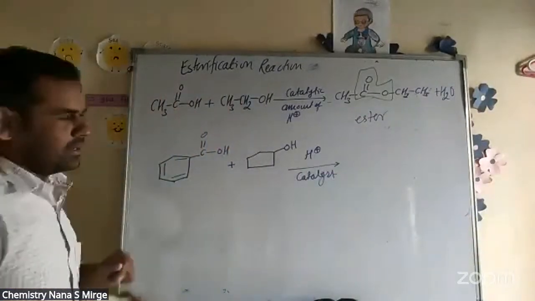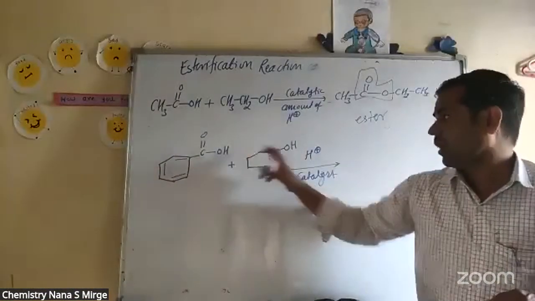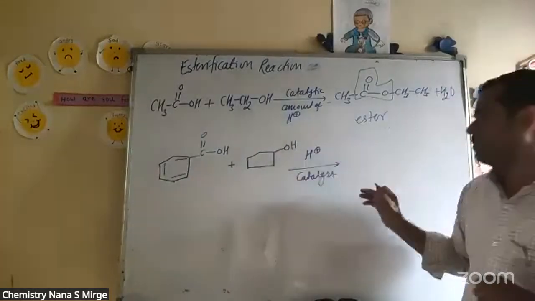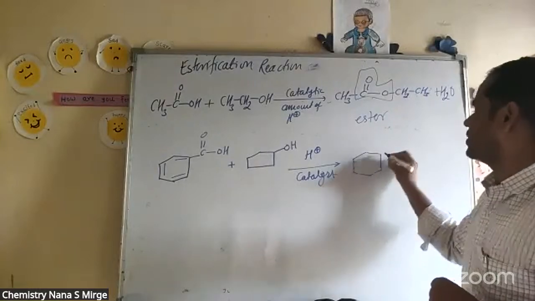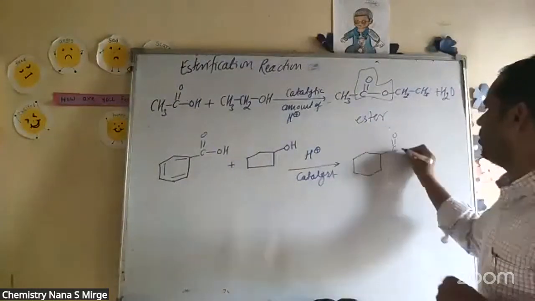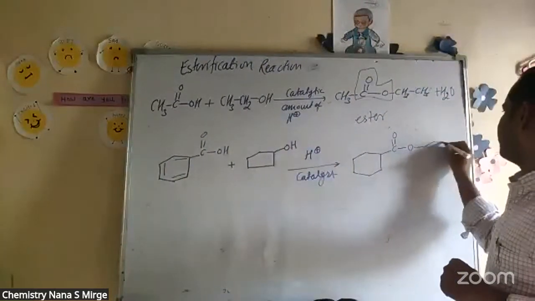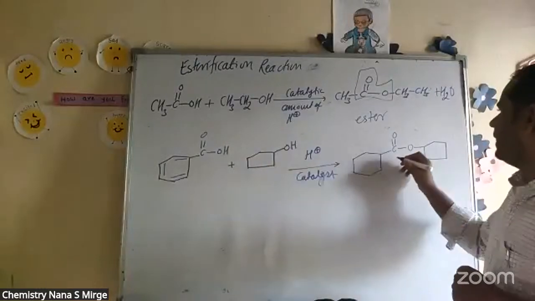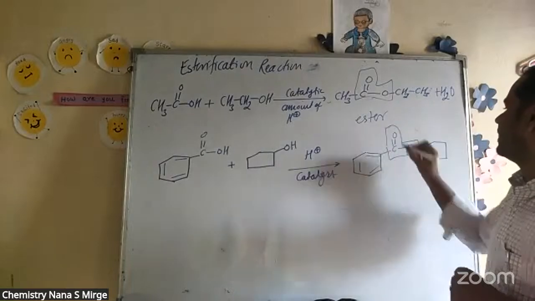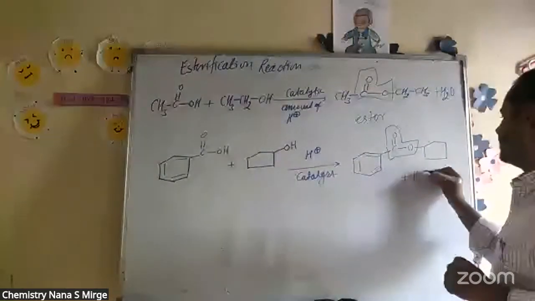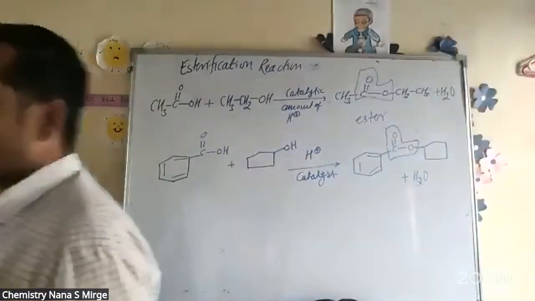So what happened? There is a condensation reaction, meaning this H and this OH are liberated as a water molecule, and this O and this carbon, the cyclopentane and the benzene ring, this linkage is called an ester linkage, and water is liberated. So it is called an esterification reaction.